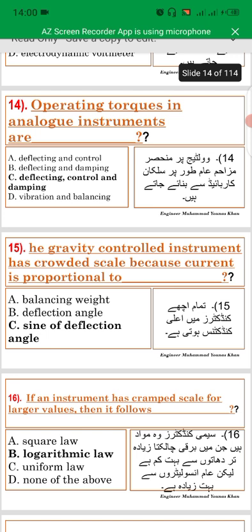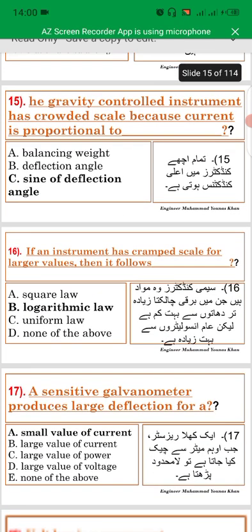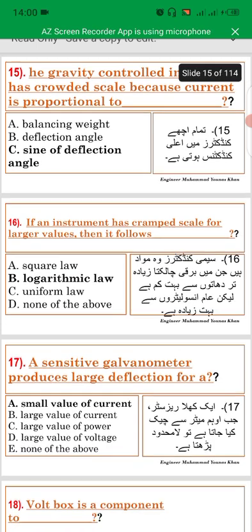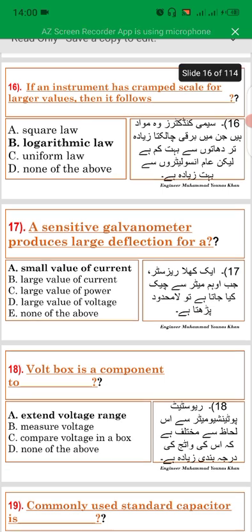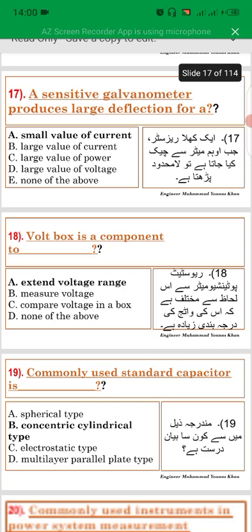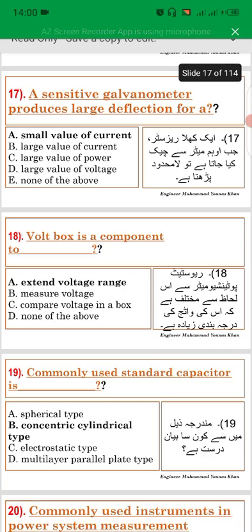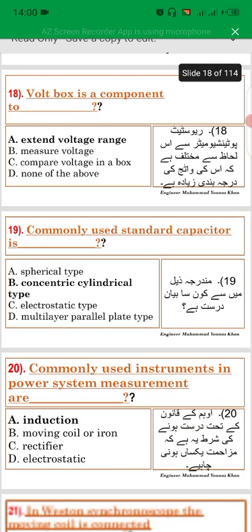Operating torques in analog instruments are deflecting, control and damping. The gravity control instrument has a crowded scale because current is proportional to sine of deflection angle. If an instrument has a cramped scale for larger values, then it follows logarithmic law. A sensitive galvanometer produces large deflection for a small value of current.